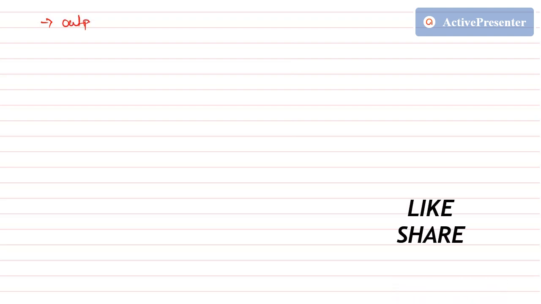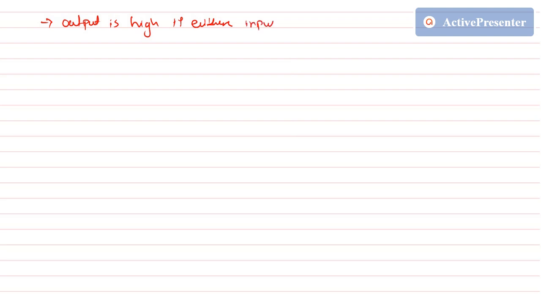Next we will write some points about this. Output is high for an OR gate if either of the inputs of a two input OR gate is high.